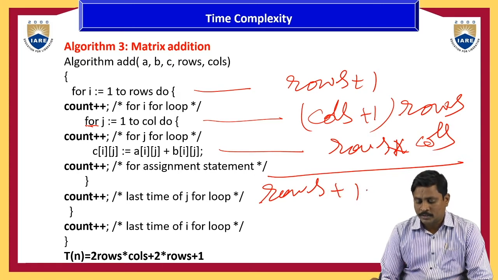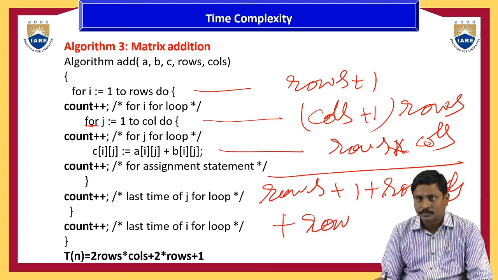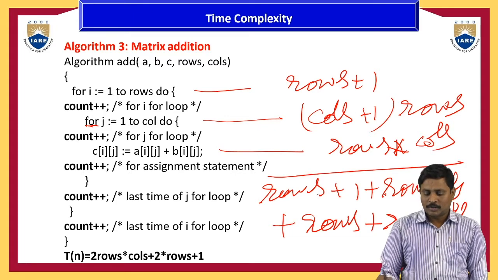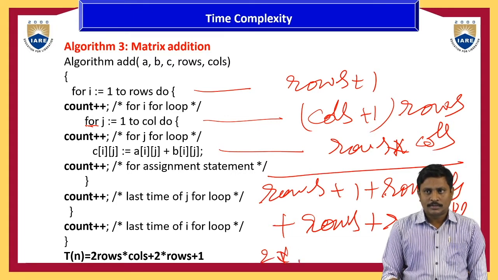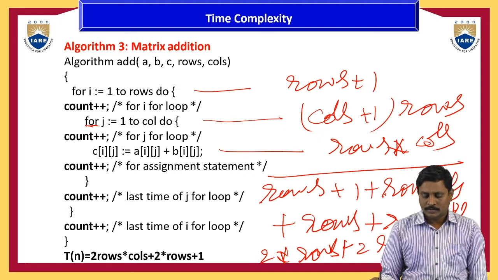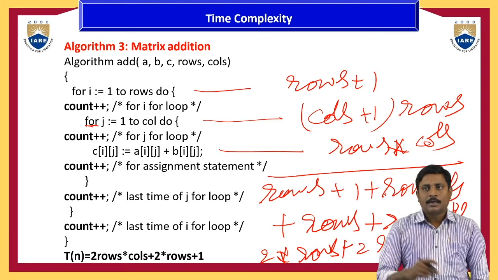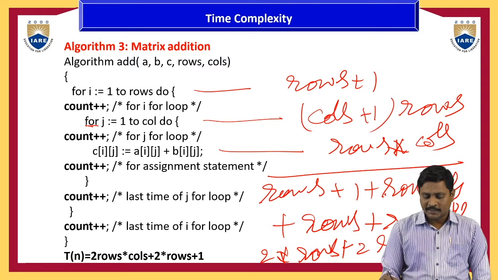Columns into rows values, rows into columns, plus 1 into rows is rows, plus rows into columns. So rows plus rows is 2 into rows, plus rows into columns plus rows into columns is 2 into rows into columns, plus 1. So this is the time complexity of this matrix addition algorithm.